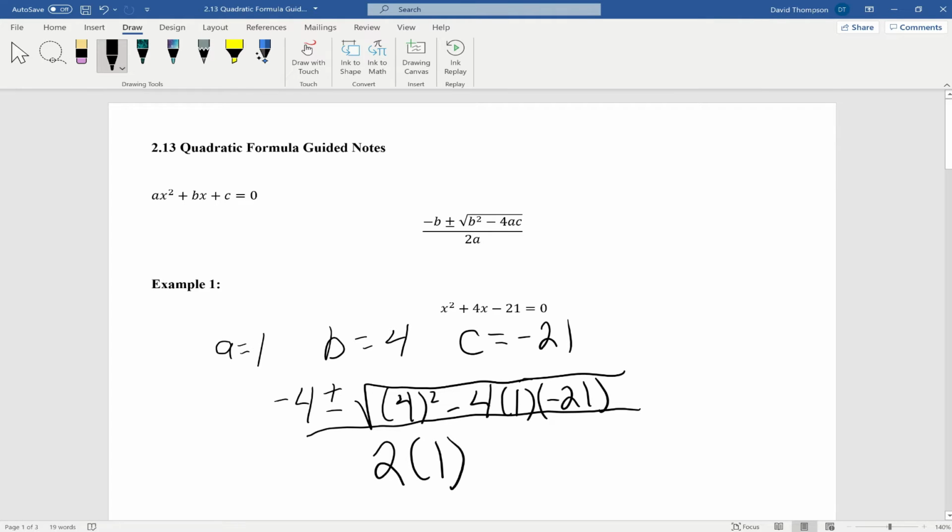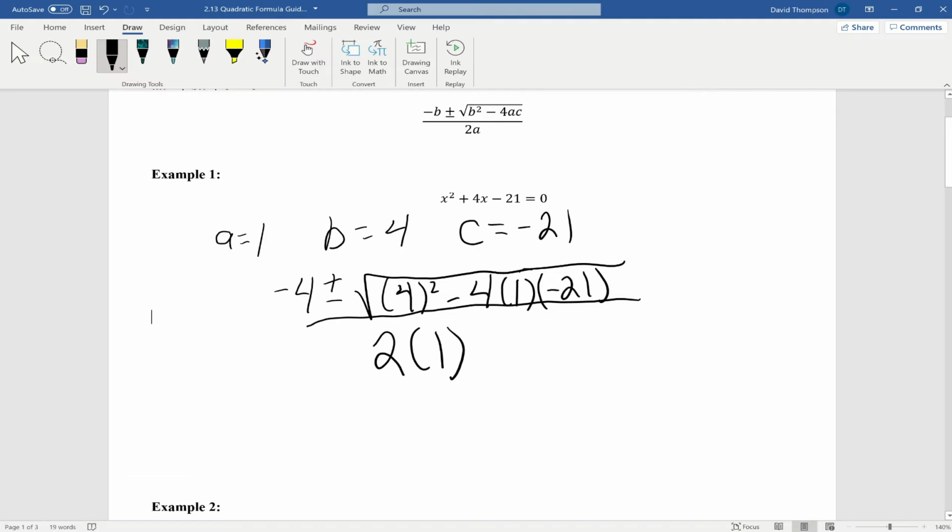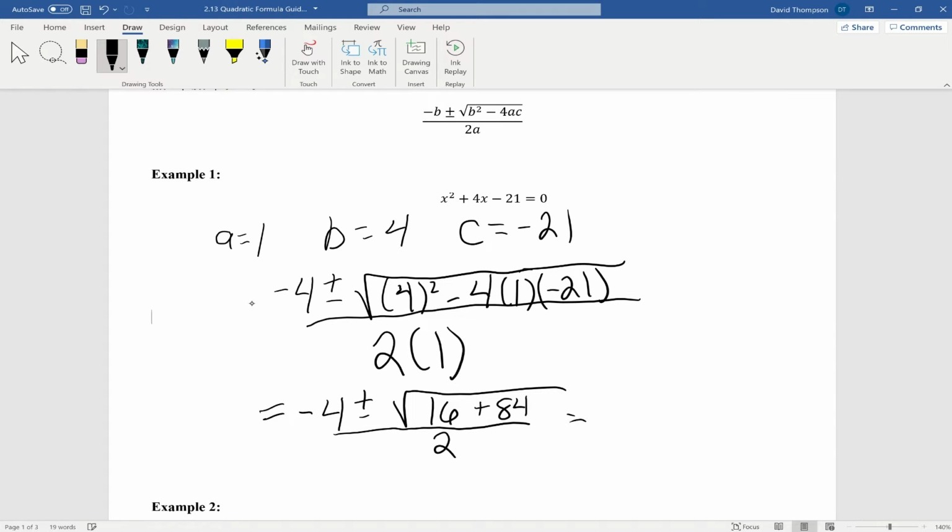Now our task is just to simplify the radical. So we'll have negative 4 plus or minus the square root of 4 squared, which is 16. Then we have 4 times 1 times negative 21, so that's going to be a positive 84, all this over 2. So we're going to have negative 4 plus or minus the square root of 100, all over 2. The square root of 100 happens to be 10. So we have negative 4 plus or minus 10, all over 2.